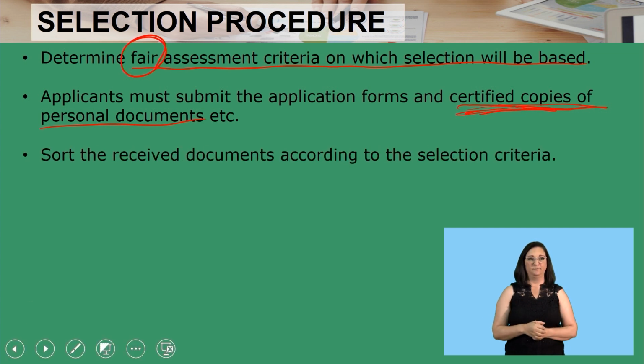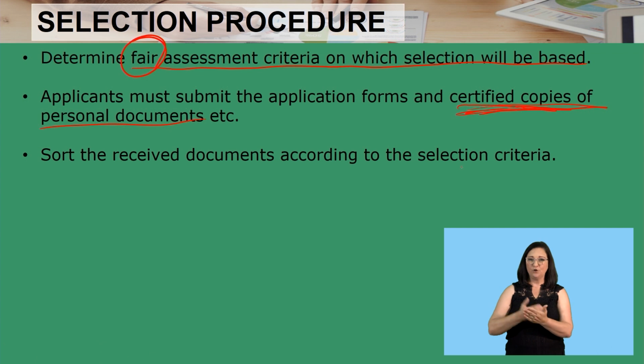Right. Sort the received documents according to the selection criteria. So the HR manager, together with the team, will have to sort these received documents. We've got 20, 30, 50 CVs, so we need to sort all these documents according to the selection criteria. Remember the criteria, it was set in the first thing. That was the first thing that we did.